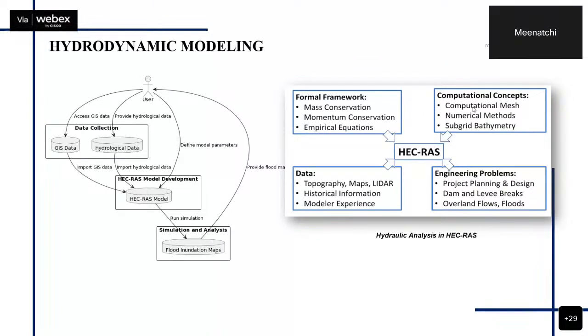And then coming to hydrodynamic modeling. So this is the model framework. This is the datasets required. These are the engineering problems that can be addressed. And these are the computational concepts, and the formal framework using mass conservation, momentum, and empirical equations are deployed into the HEC-RAS model. And finally, we'll be doing the post-processing, and the simulation will give the flood inundation areas by considering all the hydrological and all the hydrodynamic datasets.